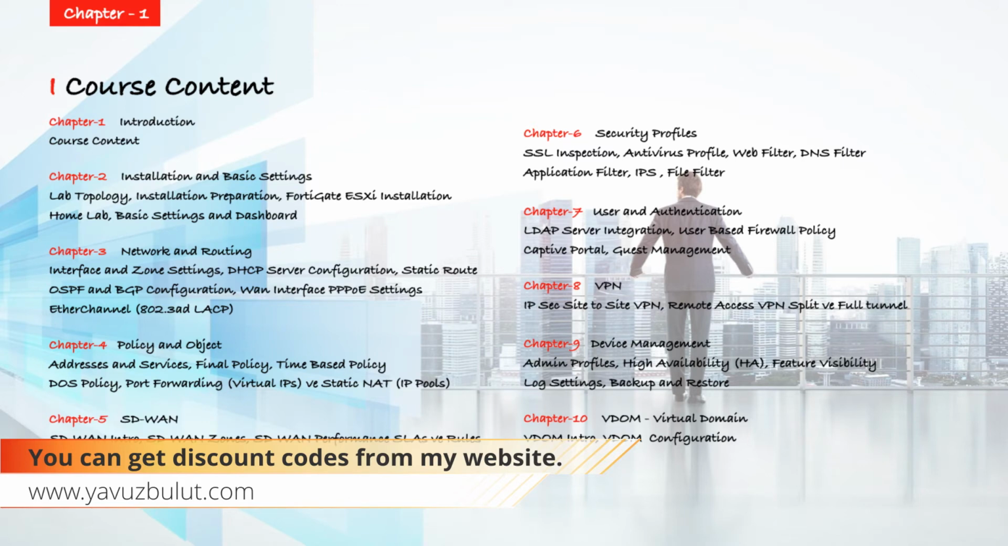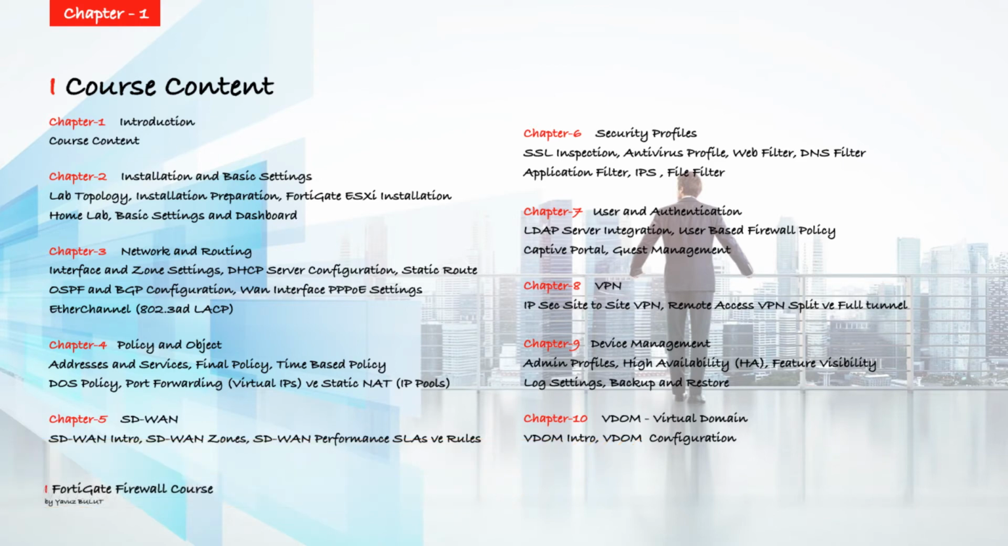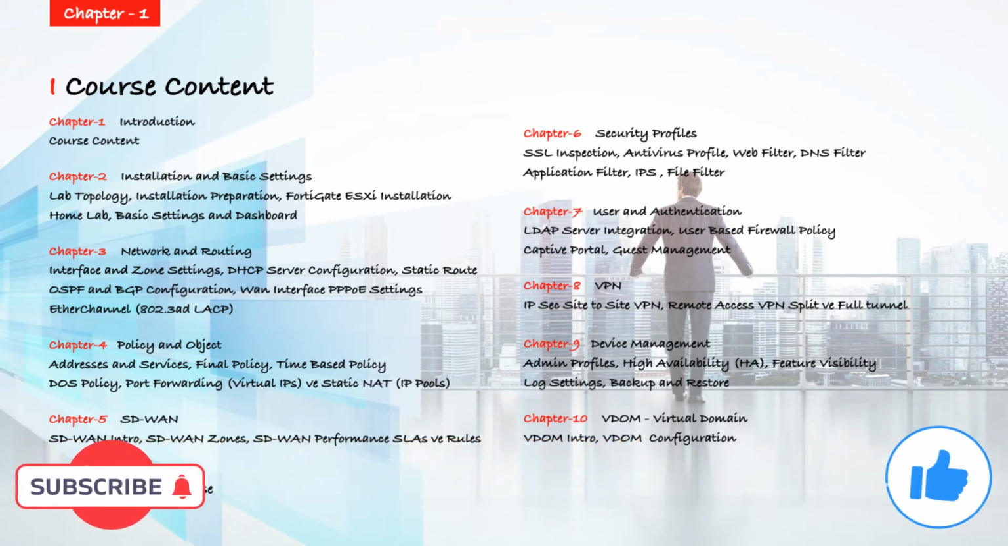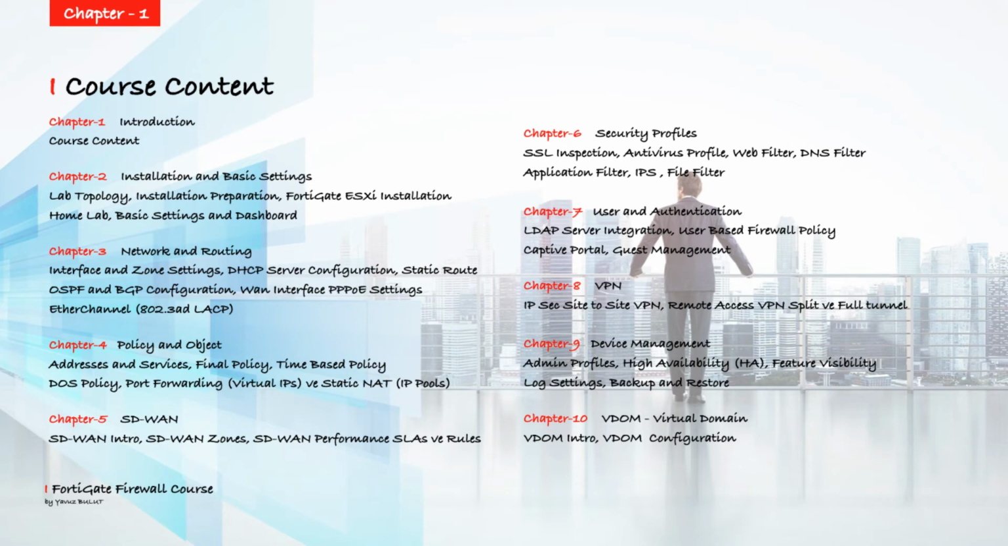When we come to chapter 6, we will talk about security profiles, SSL inspection in our first lesson, antivirus profile in our second lesson, web filter in our third lesson, DNS filter in our fourth lesson, application control in our fifth lesson, IPS in our sixth lesson, and we will complete this chapter by talking about file filter in our last lesson. When we come to the seventh chapter, we will discuss user and authentication.